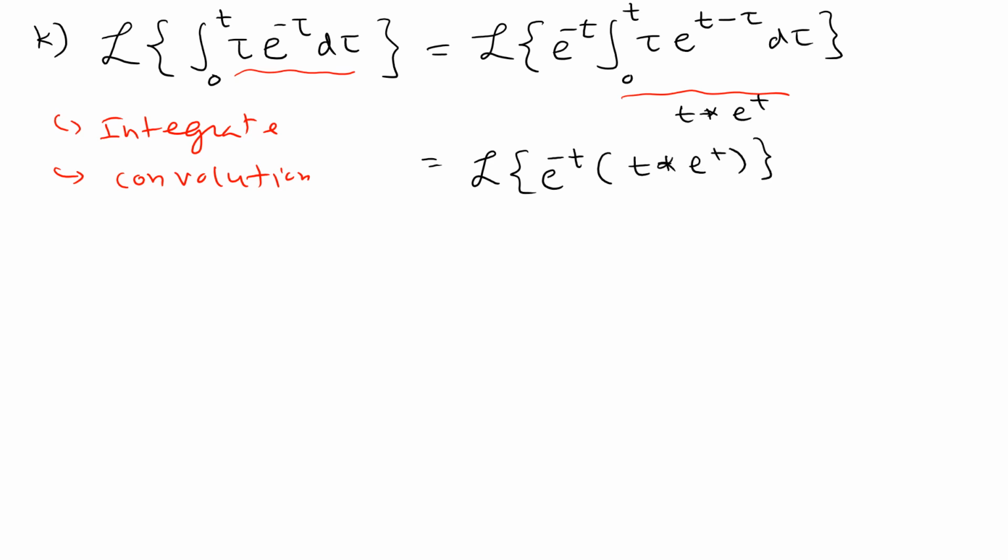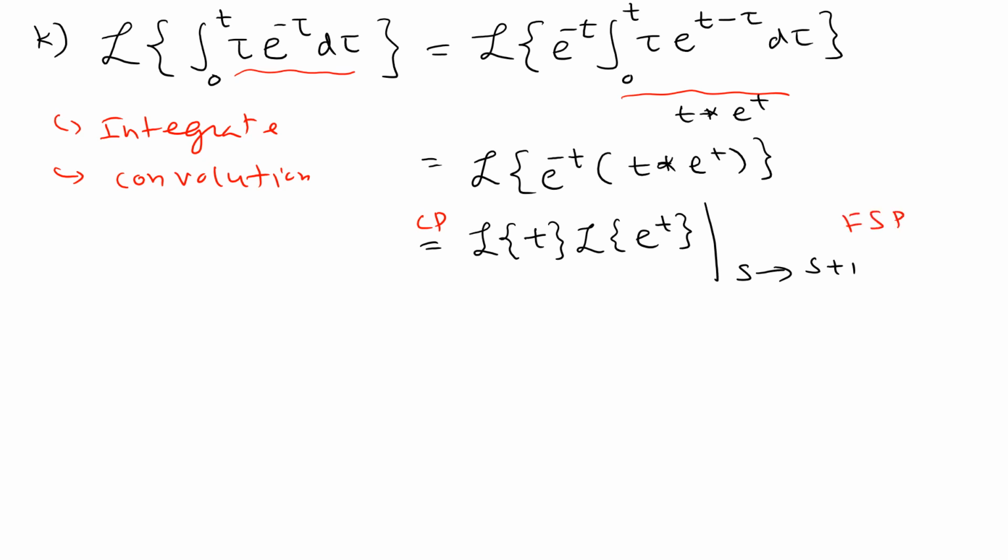Now we use the convolution theorem, the convolution property. When you do that, you can write this one as the Laplace transform of t times the Laplace transform of e to the t, and then shifted by s goes to s plus 1 by the first shifting property because of this e term.